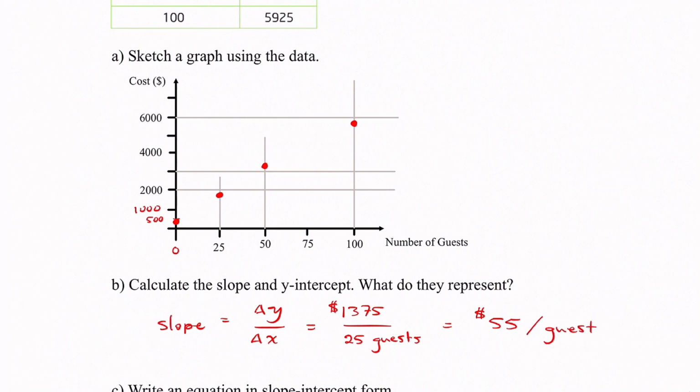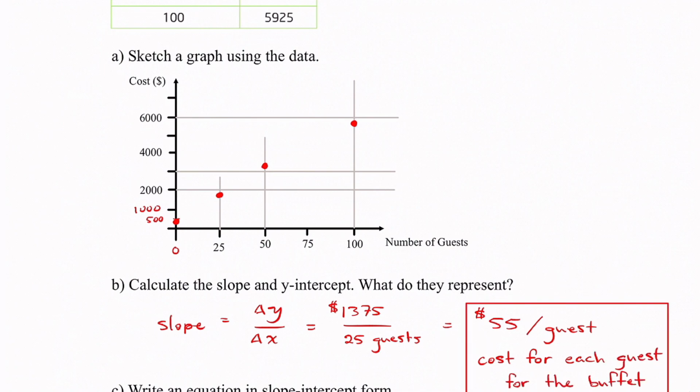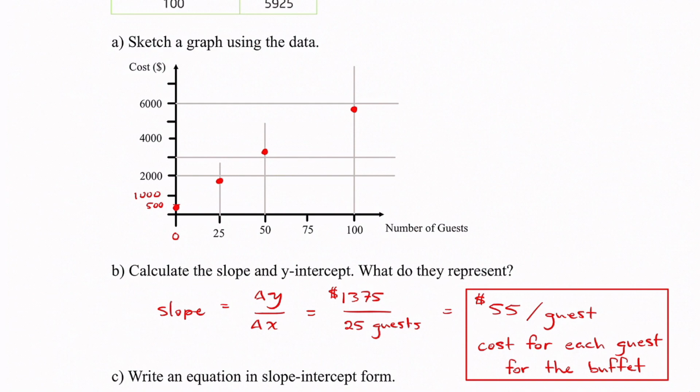I'm just using the same units as what I had here: dollars per guest. So what does that represent? If you had $55 per guest, that's the cost for each guest. So we've gotten the slope and what it represents.